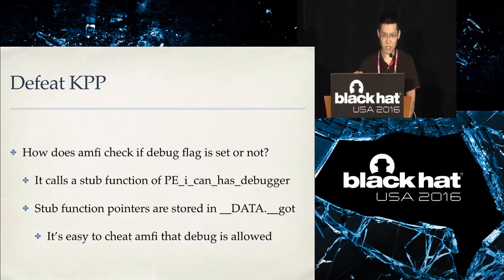So in this situation, it just calls the function address stored in the stub, which points to the original address of PE_i_can_has_debugger. But since it's RW, we could easily modify the address of this function. That means we could point PE_i_can_has_debugger to somewhere else, so it doesn't return 0 anymore, it returns 1. MFI will then think a debugger is attached. This is another way to cheat KPP, and in the latest jailbreak for 9.3.3, we use this way to patch the Sandbox and MFI.